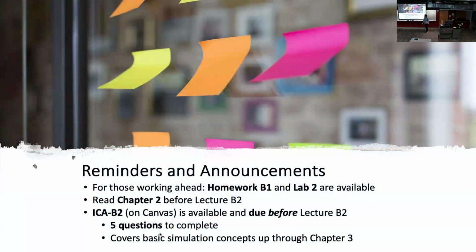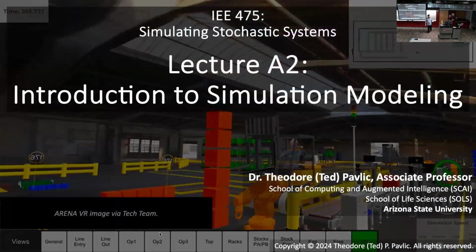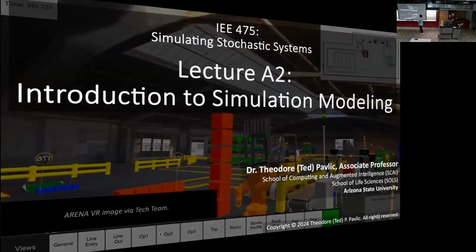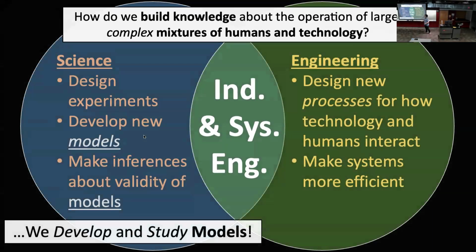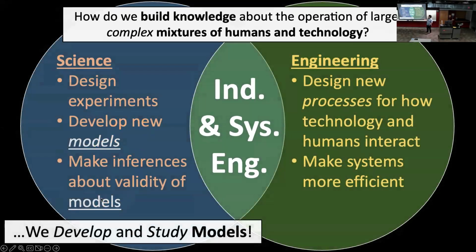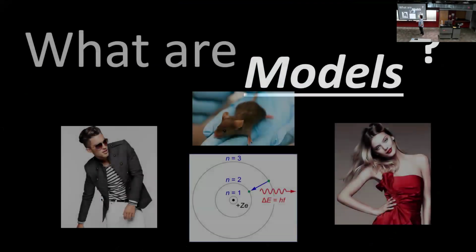All right. So we talked about modeling in general last time, and now simulation modeling. I mentioned last time that industrial systems engineers build knowledge about complex systems for which there really is no other discipline to lean on. So we have to pull from a bunch of different disciplines, but also do our own experiments, our own inference, and our own modeling. We have to build models, make inferences about models, and study models. Models are ways in which we can gain insight and test our ideas about how systems work.